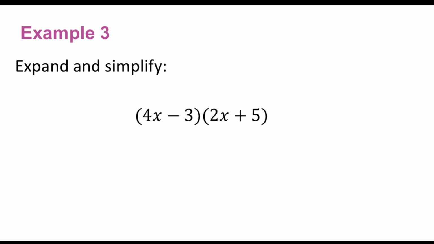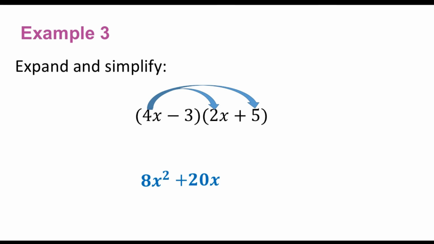Okay, so let's begin. So we're taking the first term in our first bracket to multiply each term in our second bracket. So we're using 4x to multiply 2x. So 4x times 2x, that's 8x squared. Then 4x times a positive 5, that's positive 20x.